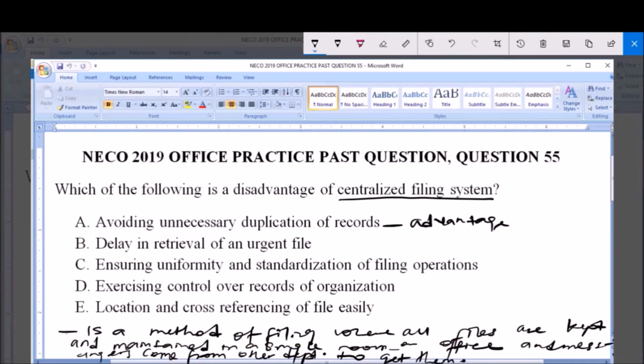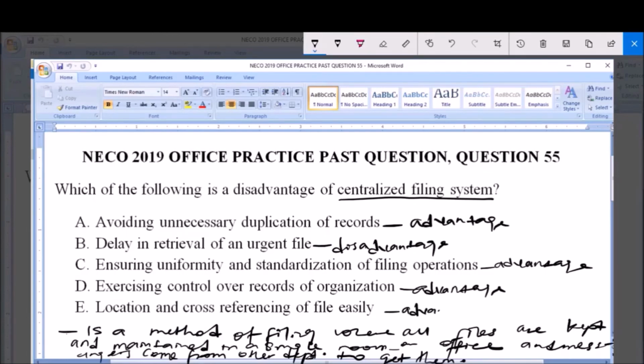Now, B says delay in retrieval of an urgent file. This is a disadvantage of a filing system. Because all the records of the organization are kept in a single room or office, it is very slow to retrieve an urgent file. There will be a delay in retrieving an urgent file. C says ensuring uniformity and standardization of file operations. This is an advantage. D, exercising control over records of an organization, is also an advantage. And E says location and cross-referencing of file easily is also an advantage of centralized filing system.